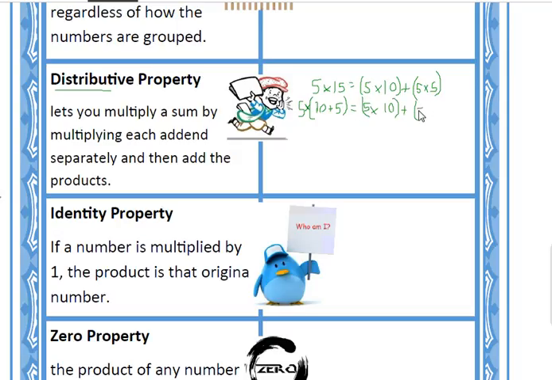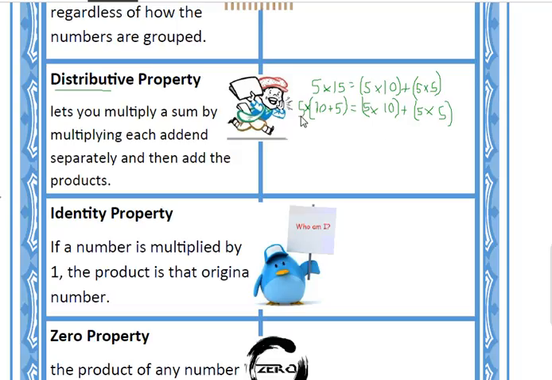So I'll put these parentheses. You don't need the parentheses there, but it kind of helps you see how it works. 5 times 5. So is it the same thing? Yes. We're going to multiply a sum by multiplying each addend. These are addends. Multiplying the addends separately. So we multiply 5 times 10, 5 times 5, and then add the products.